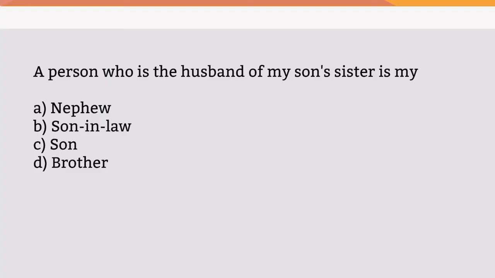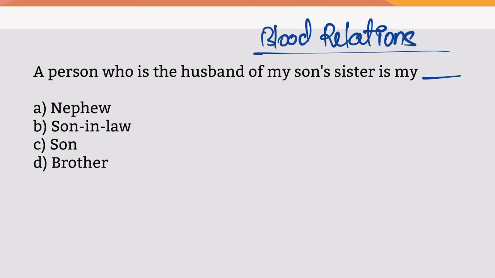Now this is the first question here. A person who is the husband of my son's sister is my dash. This is a question based on the blood relations chapter, one of those chapters which is really very interesting if you are able to understand the relationship between the various parties mentioned in the question. Let us try to understand what exactly they are asking us. There is a person who is referring to someone as the husband of my son's sister.